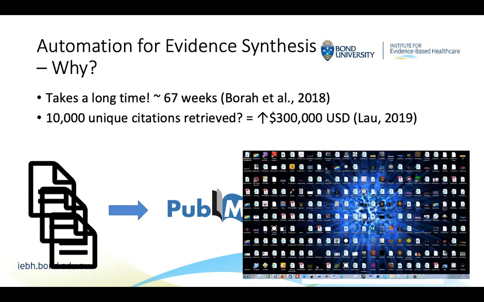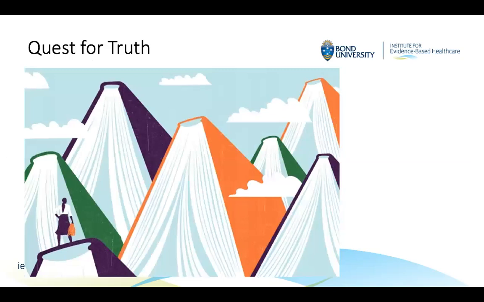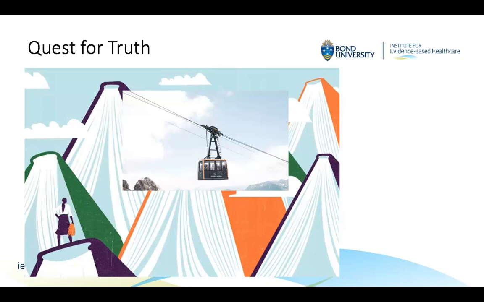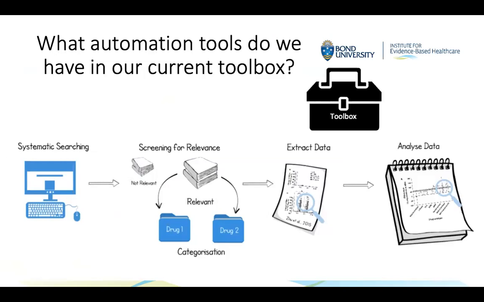But we are scientists. We do want to find the truth, and systematic review and meta-analysis is a great way to find the overall effect of an intervention, for example. But we can use automation tools to get slightly faster to the top of that mountain. So that's what my talk today is about. It's about what automation tools we currently have in our toolbox. So along the systematic review process of systematic searching, screening your articles for relevance and potentially categorizing them into various drugs, extracting the data and analyzing the data at the end. So yeah, I'm going to go through a couple of different techniques that we have available right now.